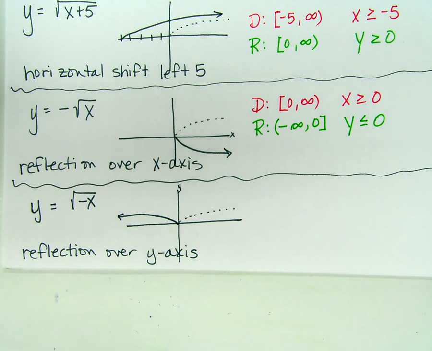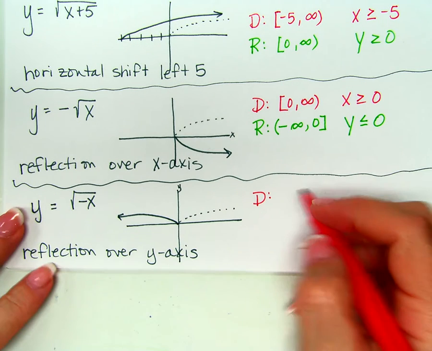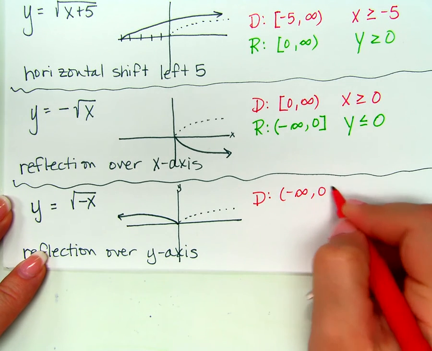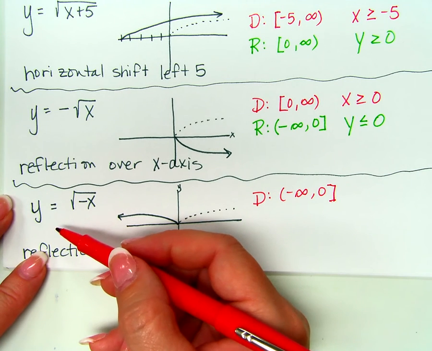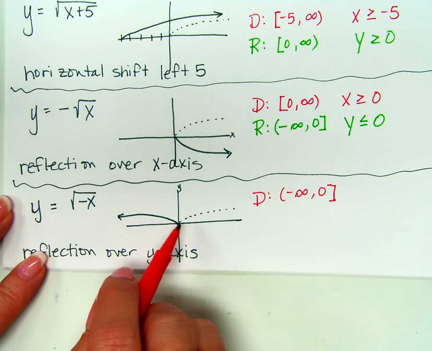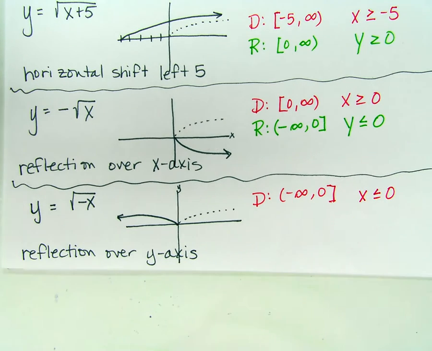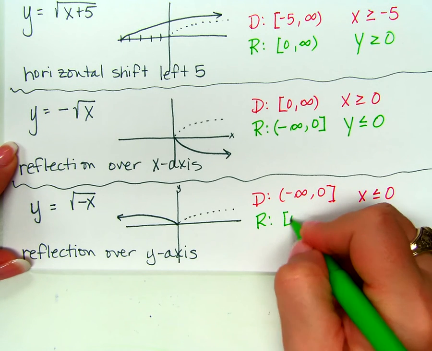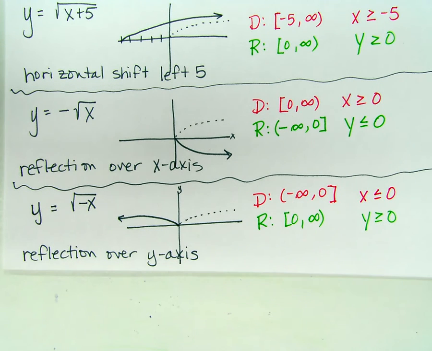Okay, so what's my domain? Negative infinity to 0. Right? So when it goes all the way to the left, which means it goes all the way to negative infinity, as in it's coming right, it stops at 0, doesn't it? So x is less than or equal to 0. And what about the range? Yeah. So y is greater than or equal to 0.